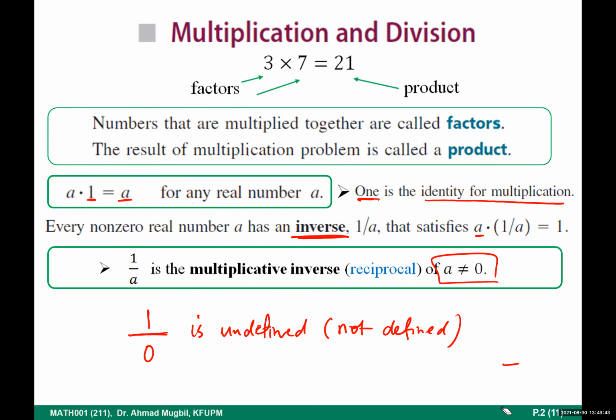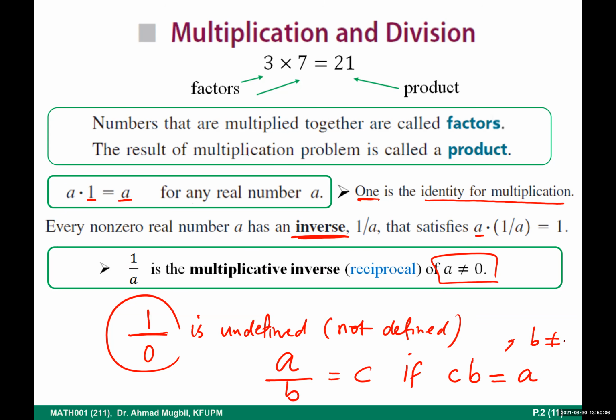But for the division, there is something related to the definition of the division. You know what division is? When you have A over B, A over B equals C if C times B equals A. And of course, B is not 0.